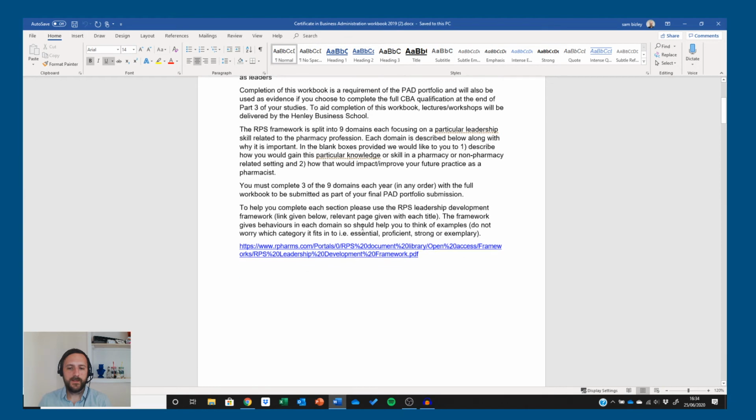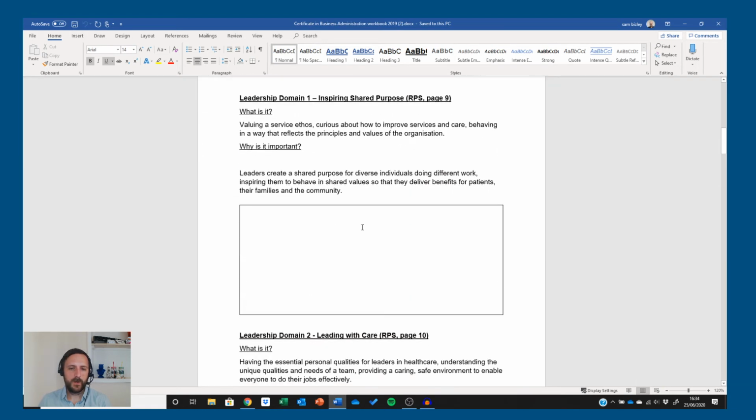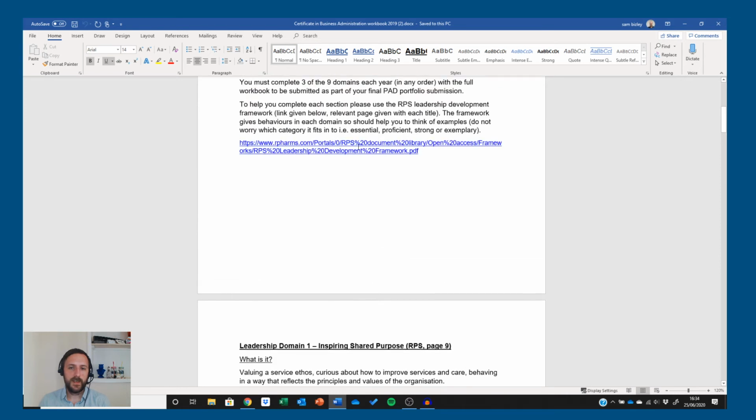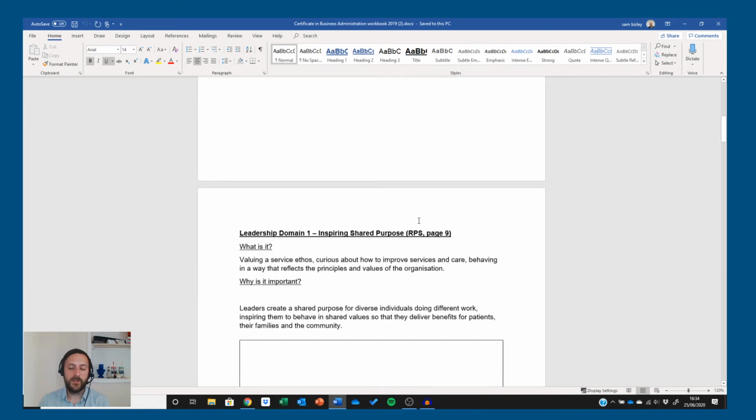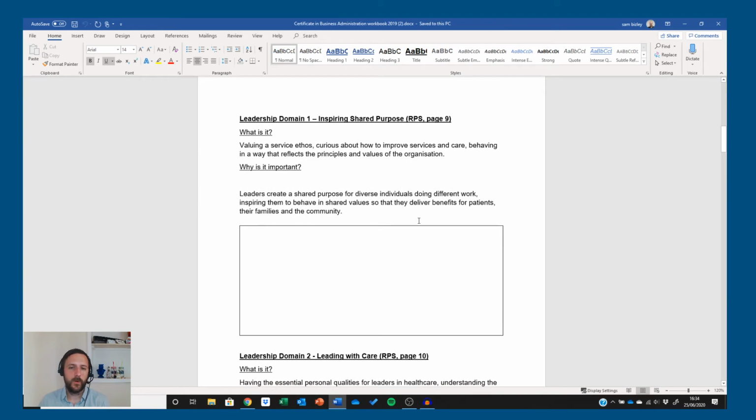So let's have a look at the domains themselves. What I've done is, these are direct copies out of the RPS framework, which I will take you to in a minute as well. So they're each labeled with what the domain is. For instance, domain 1 is inspiring shared purpose. Now that might not mean a lot to you, and there's a description about what it's trying to describe. Some of the language that it uses, you may not find easy to understand at the moment, but it will become clearer to you. And the RPS link that I've got just here breaks it down into some examples. So that will help you understand what it's looking for.